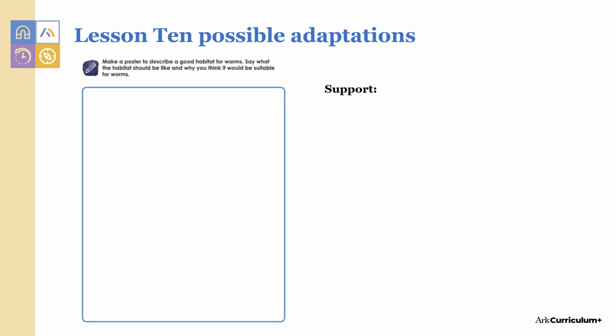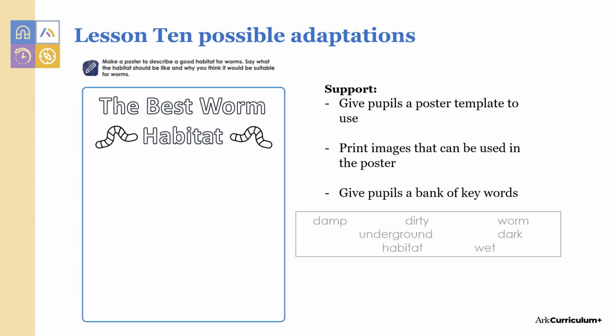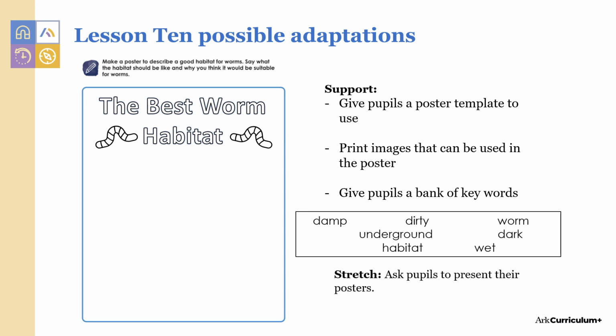In Lesson 10, pupils need to make a poster describing what a good habitat would be for a worm. Support pupils by giving them a poster template to use. Print images that can be used in the poster and give pupils a bank of keywords. Stretch pupils by asking them to present their posters.